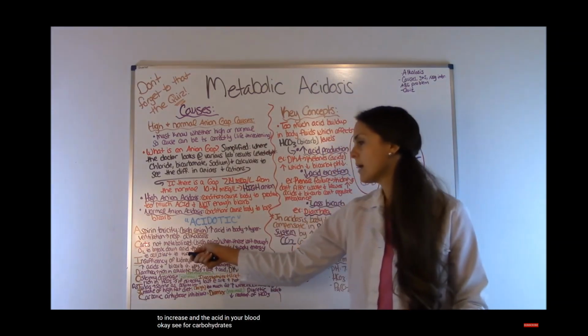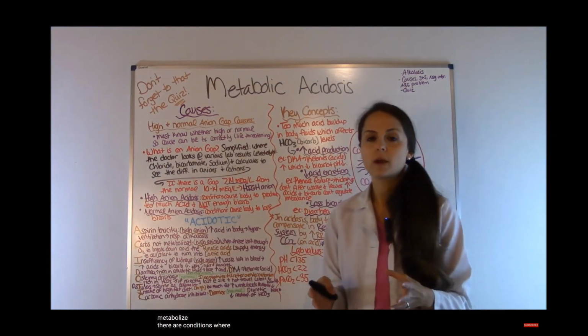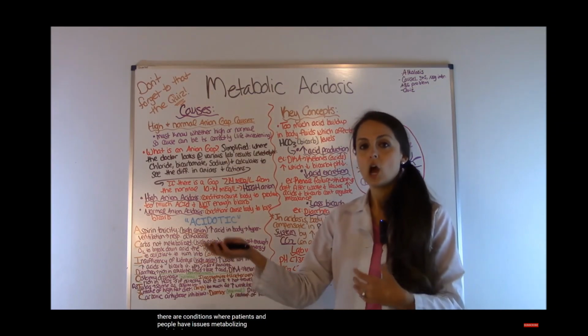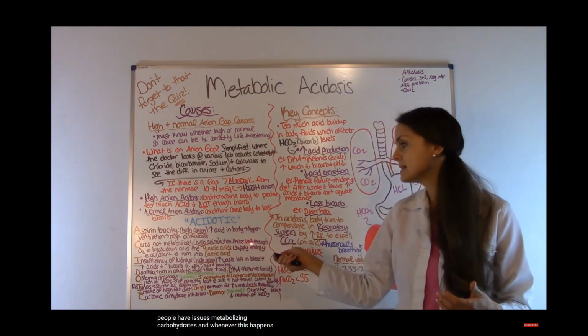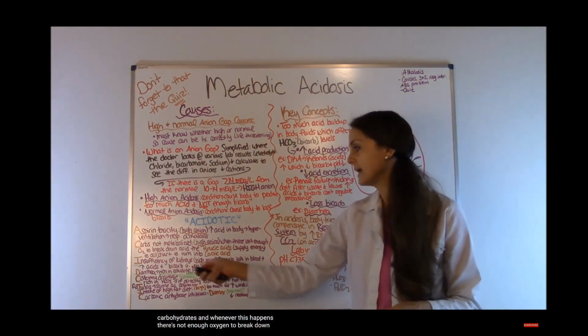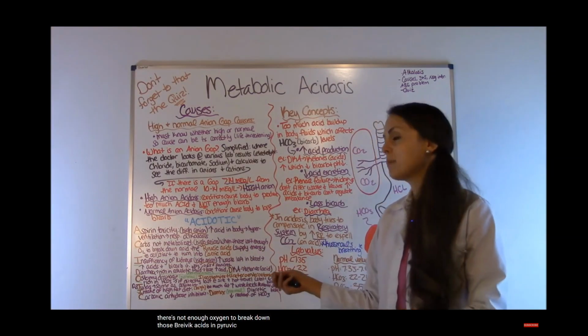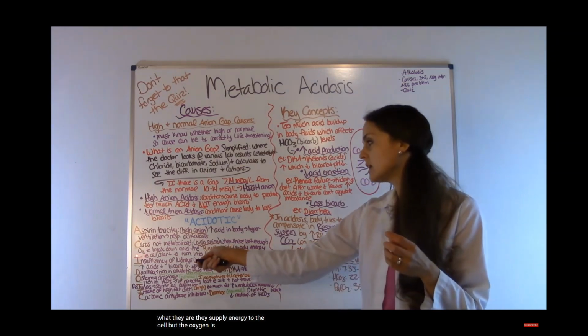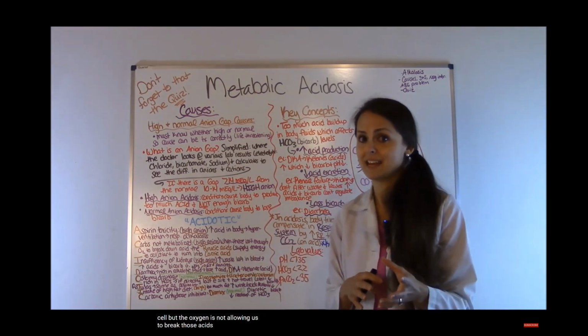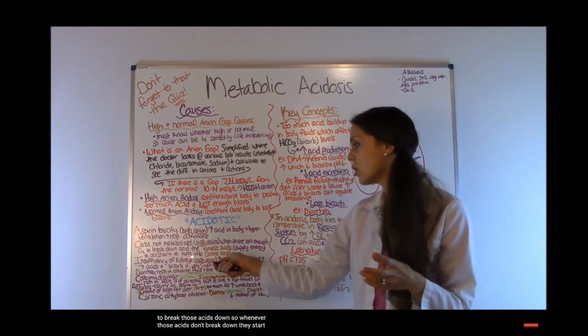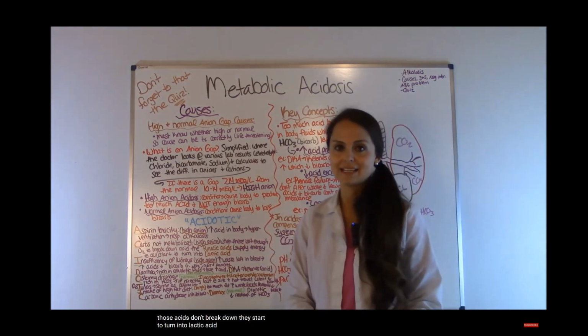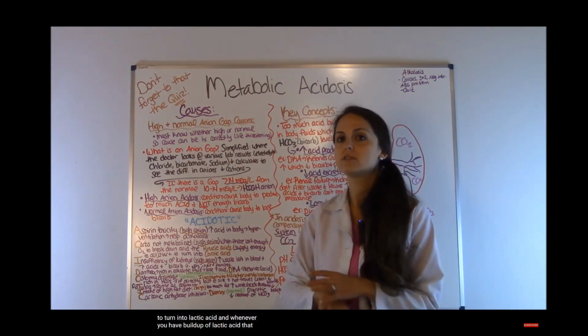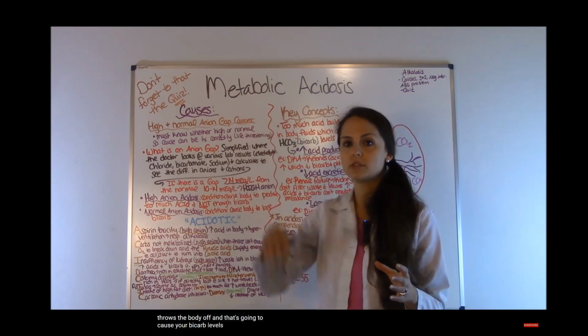Okay, C for carbohydrates not metabolized. There are conditions where people have issues metabolizing carbohydrates, and whenever this happens, there's not enough oxygen to break down those pyruvic acids. Pyruvic acids supply energy to the cell. But the oxygen is not allowing us to break those acids down. So whenever those acids don't break down, they start to turn into lactic acid. And whenever you have a buildup of lactic acid, it throws the body off, and that's going to cause your bicarb levels to plummet.